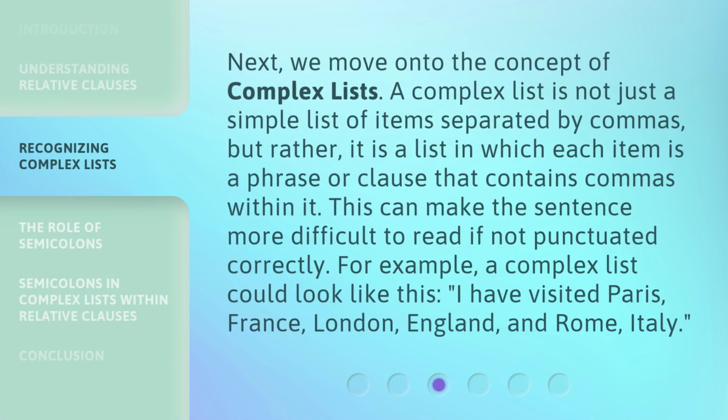Next, we move on to the concept of complex lists. A complex list is not just a simple list of items separated by commas, but rather, it is a list in which each item is a phrase or clause that contains commas within it. This can make the sentence more difficult to read if not punctuated correctly. For example, a complex list could look like this. I have visited Paris, France, London, England, and Rome, Italy.